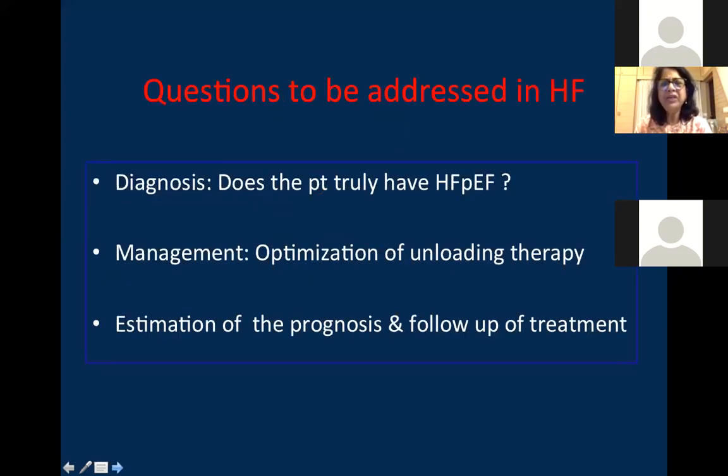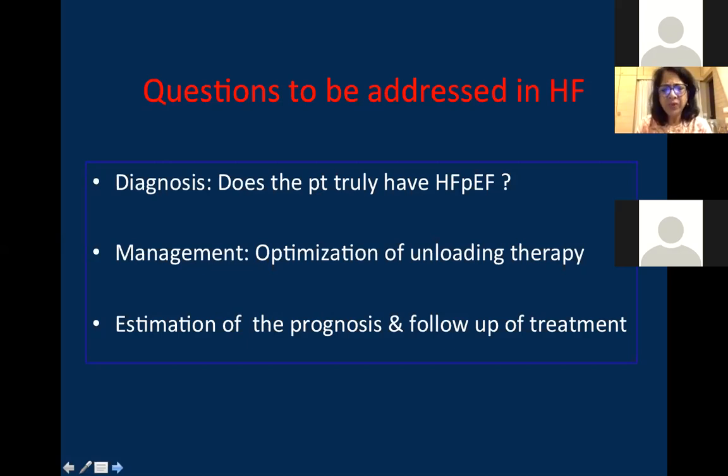Now, whenever we get a patient of heart failure, we need to address a few questions. Does the patient truly have HFpEF, or is his or her shortness of breath due to some other cardiac or non-cardiac problem? We also need to know the line of management, the functional status of the patient for optimization of our unloading therapy. We need to know the prognosis for follow-up of the patient.